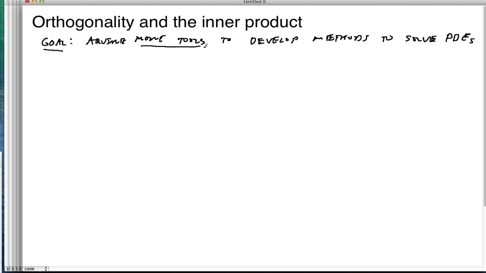Okay, so we need to acquire more tools, and the tools we need to acquire are geometric tools. They're tools that help us understand some notion of angles. So in order to do this, we need to go back a ways in time, back in our education, and talk about vectors again, and particularly vector spaces. We're going to restrict our attention first to vector spaces like Rn, but we'll also do function spaces.